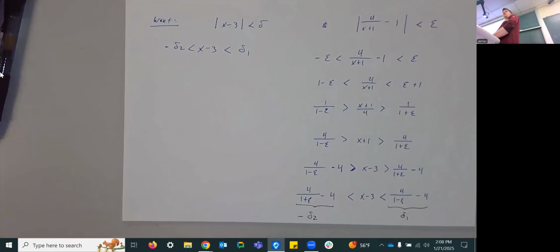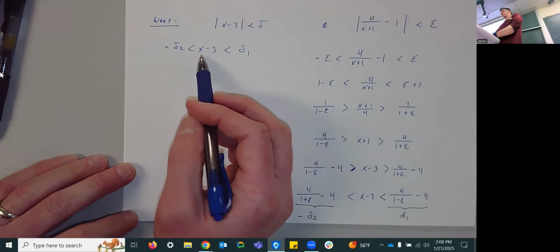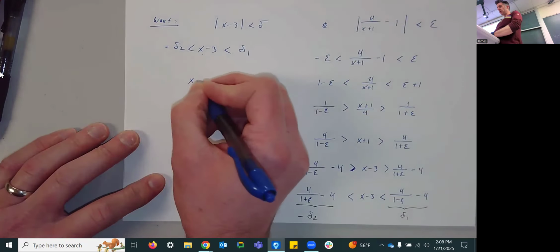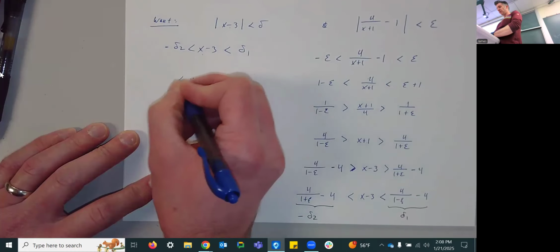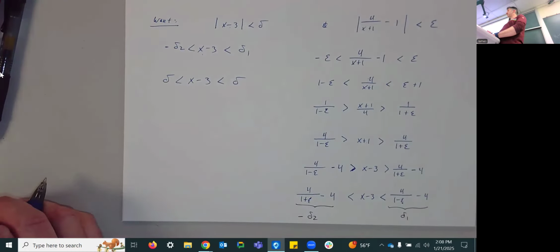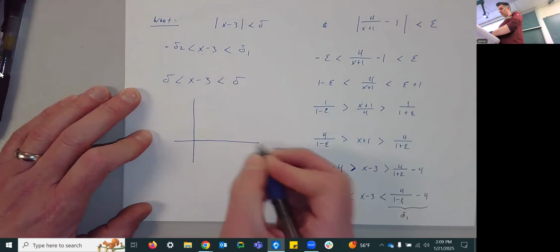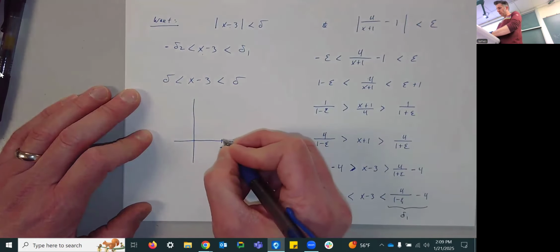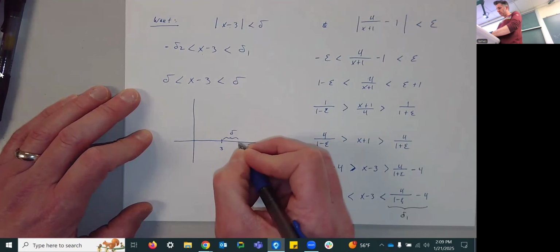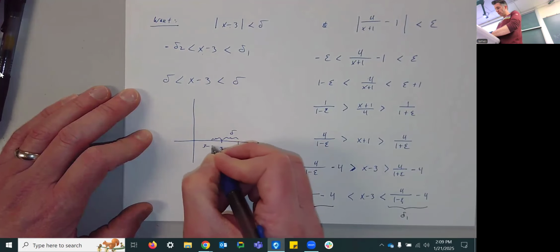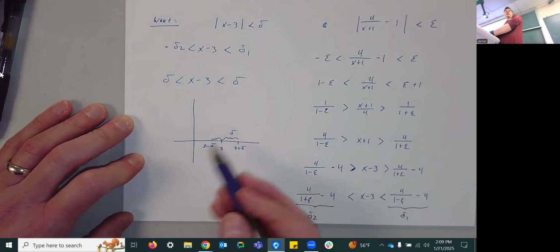Okay. Question. Why is it negative? Why is delta 2 negative? Well, so if these were the same, it wouldn't make sense to say that x minus 3 was less than delta and bigger than the same delta. And they often are the same, right? Like in the previous problems. So the thing here is that even though we're saying that we can go as far as delta to the right or delta to the left, we end up saying, well, delta to the left means we have to subtract delta.